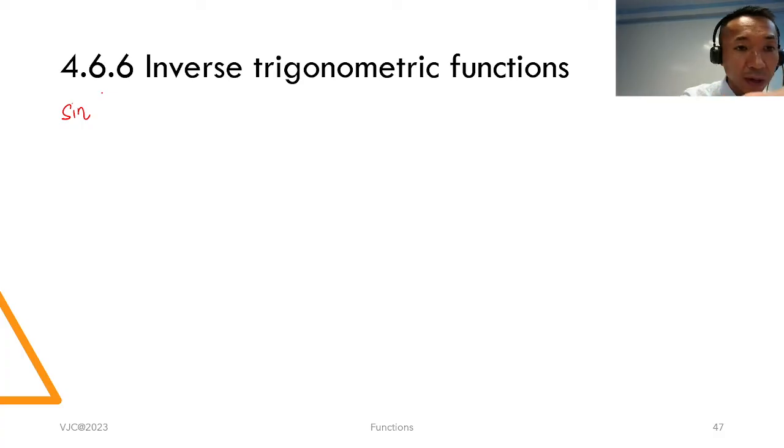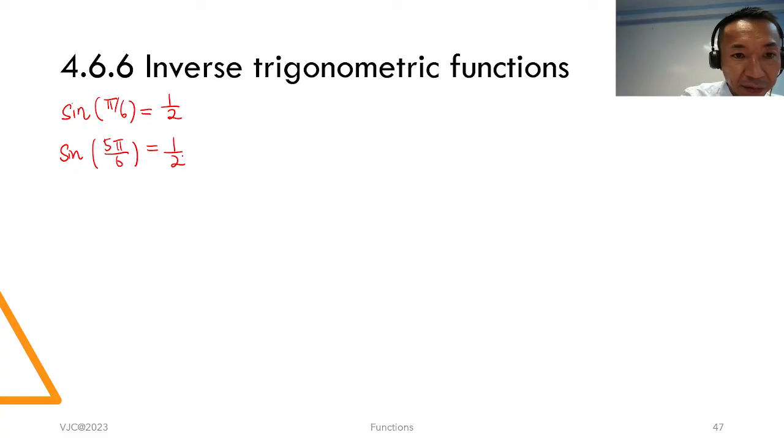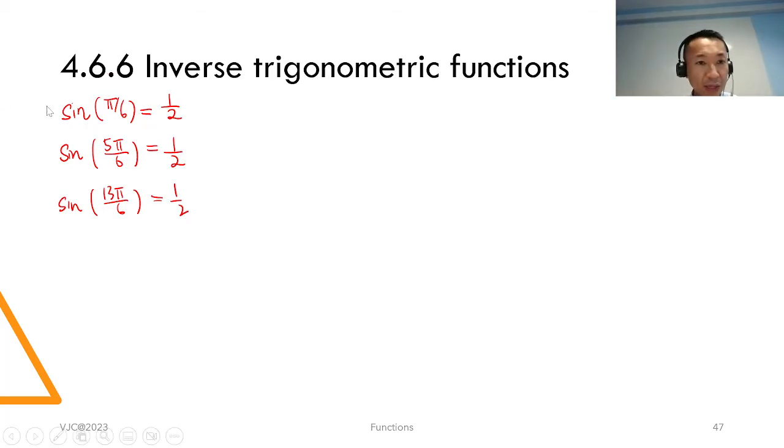If all of us can recall, for example, sine pi over 6 is actually half. Sine pi over 6 is 30 degrees, by the way. Sine 5 pi over 6 is also half. Let's carry on and say sine 13 pi over 6 is also half. Now, these results are undisputed. This is the first quadrant, this is the second quadrant. Sorry, this is the second quadrant, and this value is just 2 pi plus this.